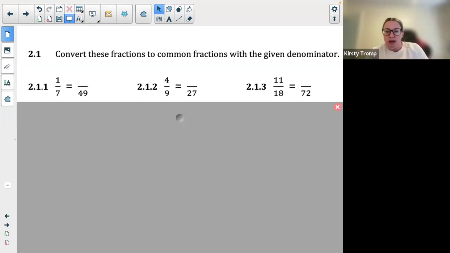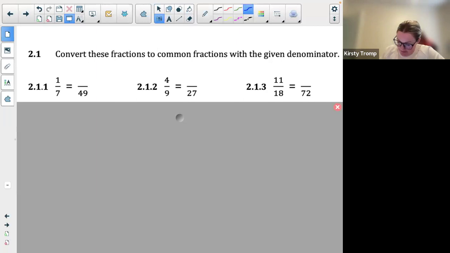Who is looking to help me out here? All right, I see I've got Itandile's hand up. Right, hi Itandile. Right, Itandile, let's go. 2.1.1. 1 over 7 is equal to what over 49? 7 over 49. Well done, because 7 times 7 gives me 49, so 1 times 7 must give me 7.